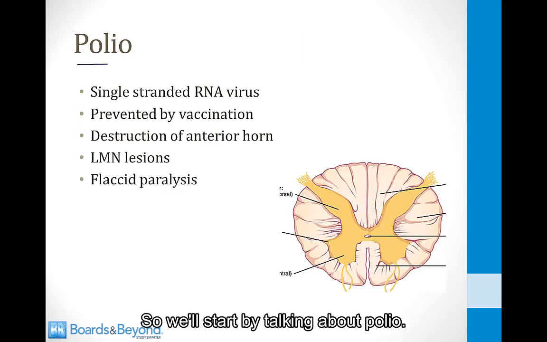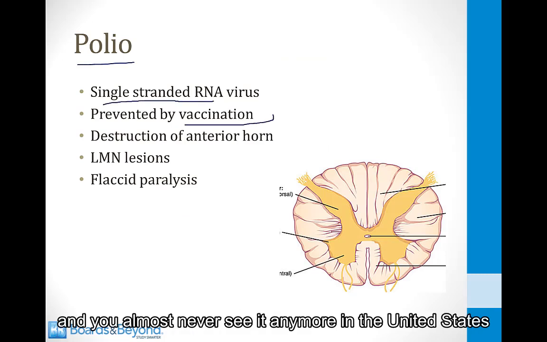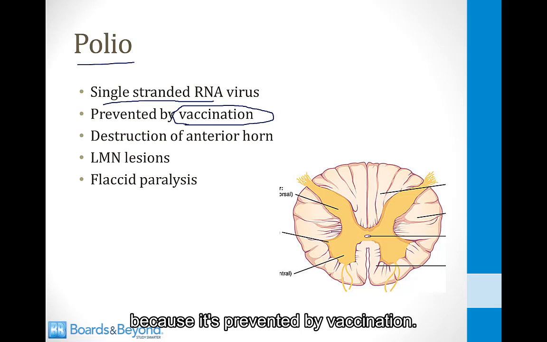So we'll start by talking about polio. Polio is caused by a virus, a single-stranded RNA virus, and you almost never see it anymore in the United States because it's prevented by vaccination. So polio has a very interesting history.